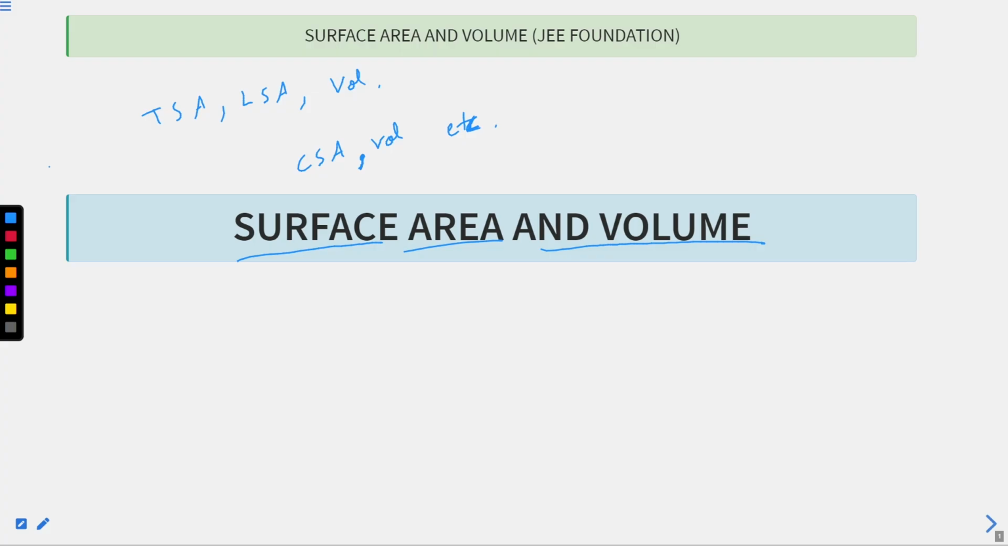As you go through more examples, you will challenge yourself and see how much of the concept you have gained from the theory part of this surface area and volume. So let's begin with our first question.